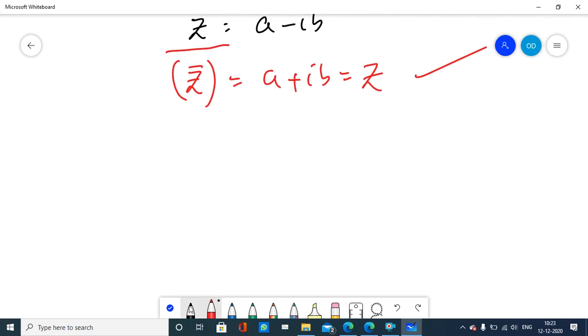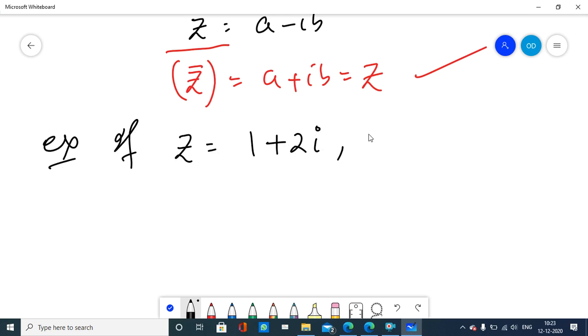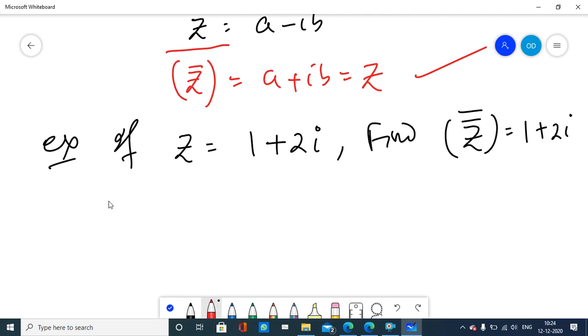So suppose I ask you this question. If z is equal to 1 plus 2i, then find the conjugate of the conjugate of z. So directly you can write, this is the same as z itself. You get it?